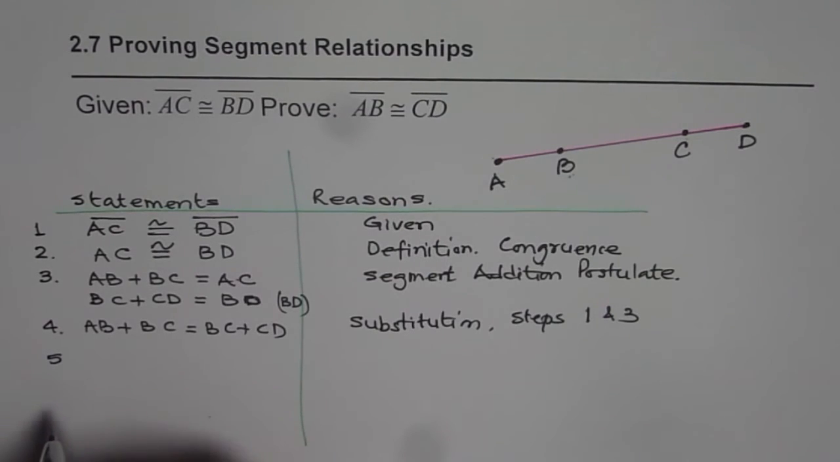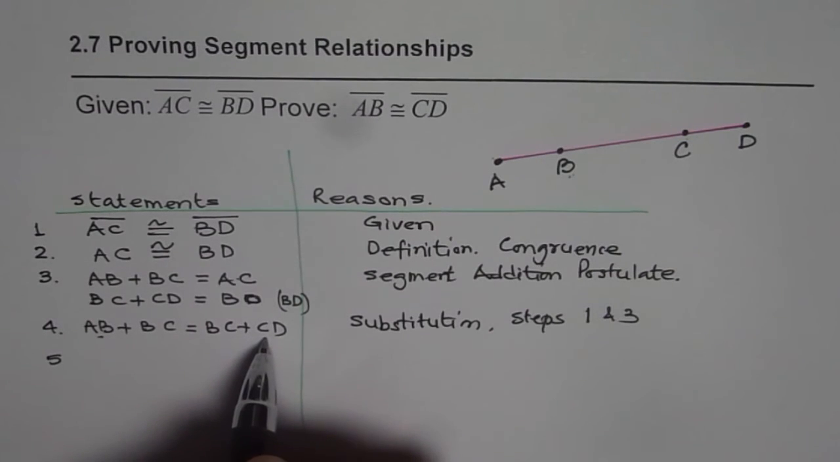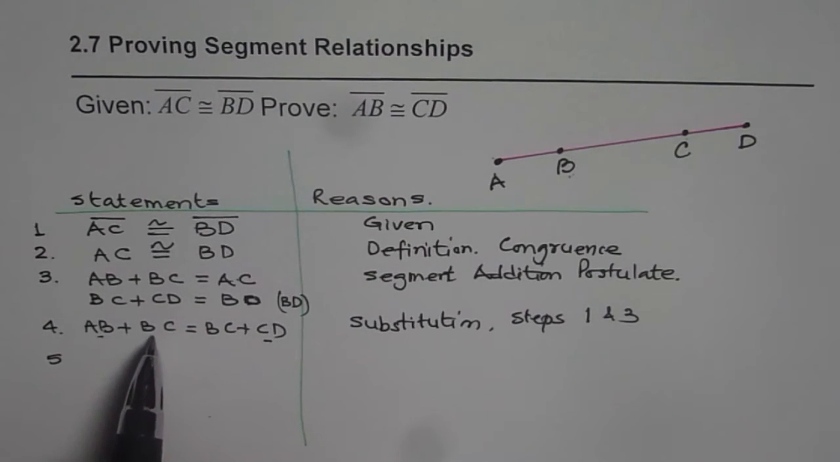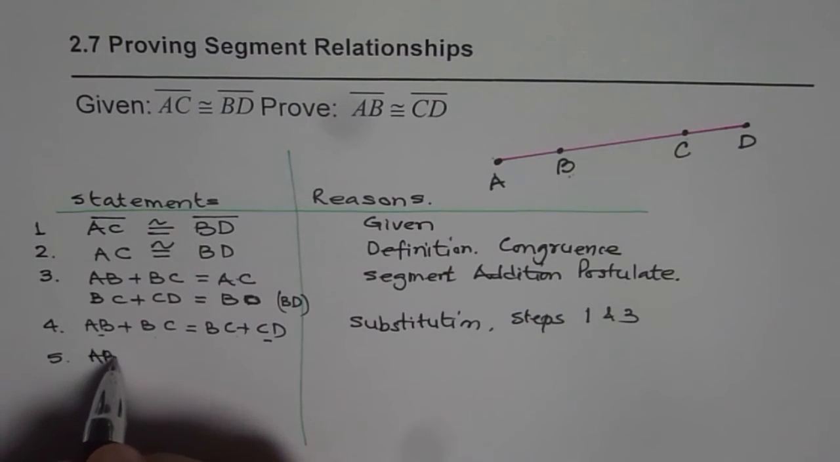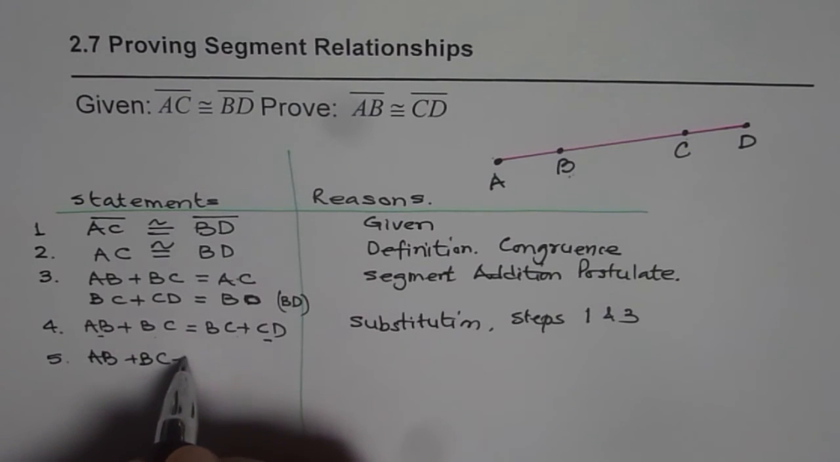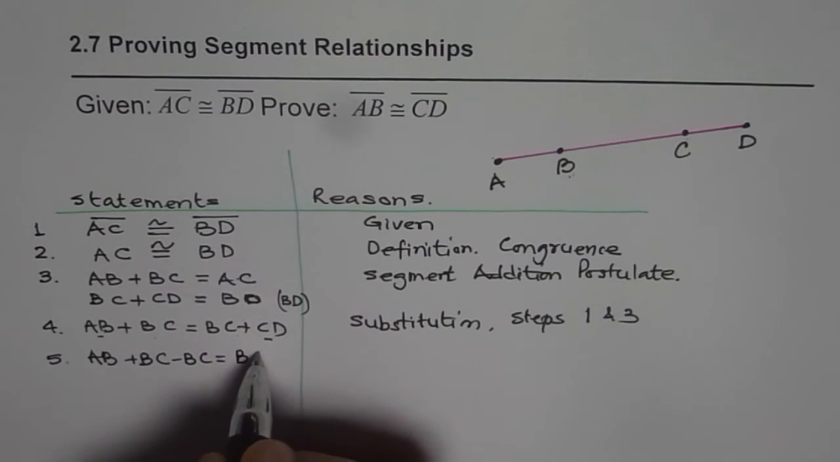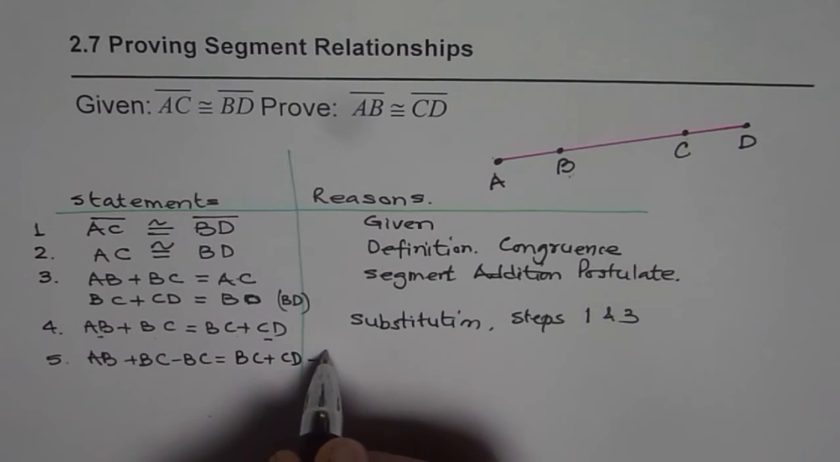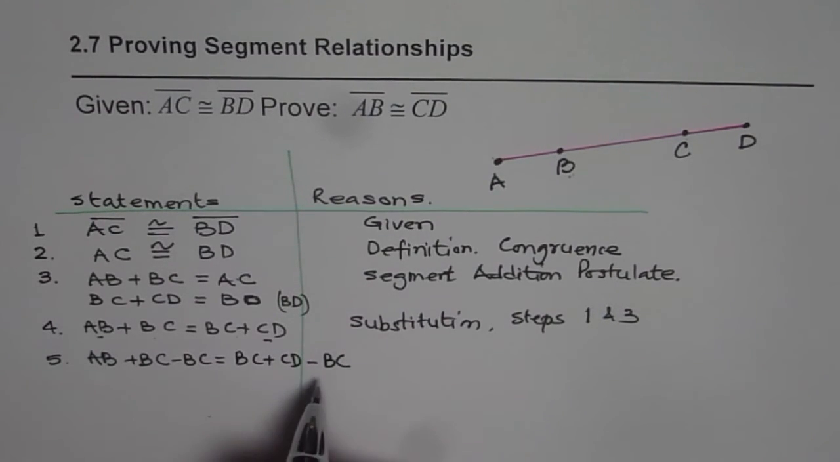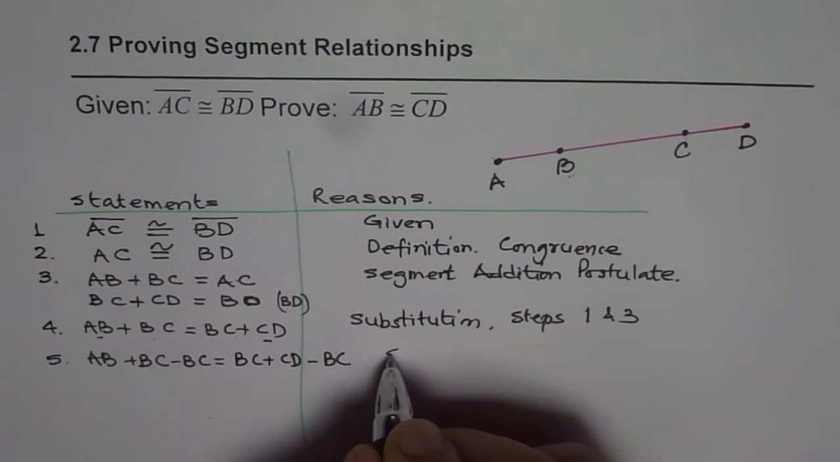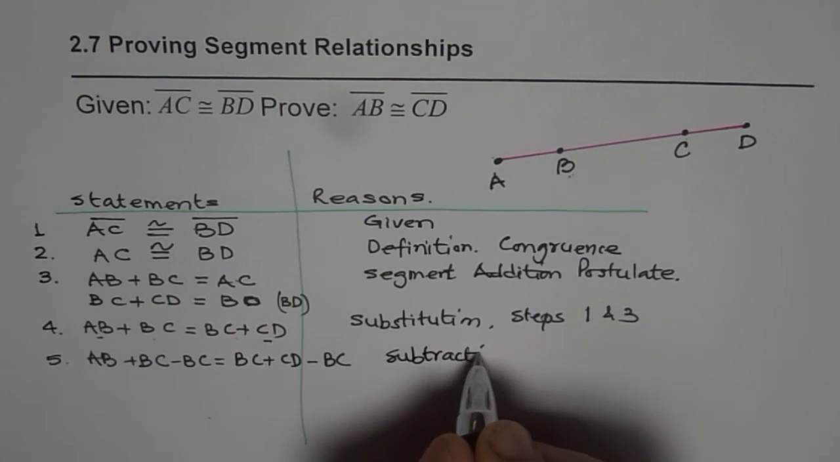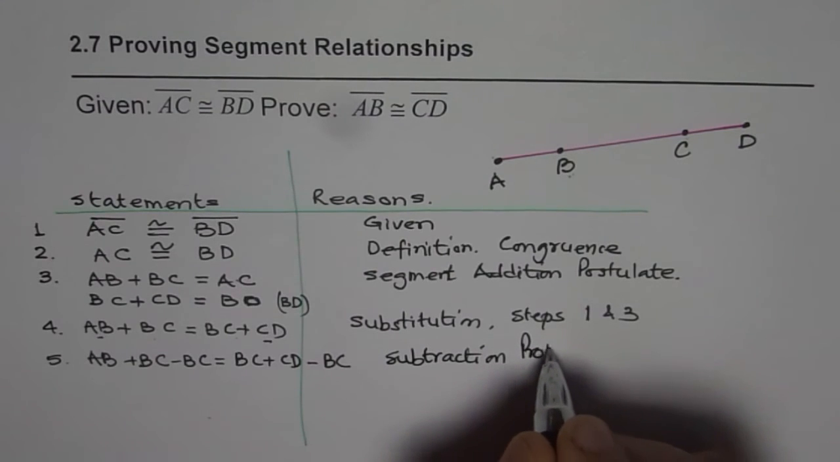Now, what do we need to prove? We need to prove that AB equals CD. So we have something extra here, which is also common on both sides. So if we take away BC from both sides, what do we get? I think we get what we need, right? So we have AB plus BC take away BC equals BC plus CD take away BC, correct? So when we do this, what are we doing? And what is the reason for doing this? This is called the subtraction property of equality.